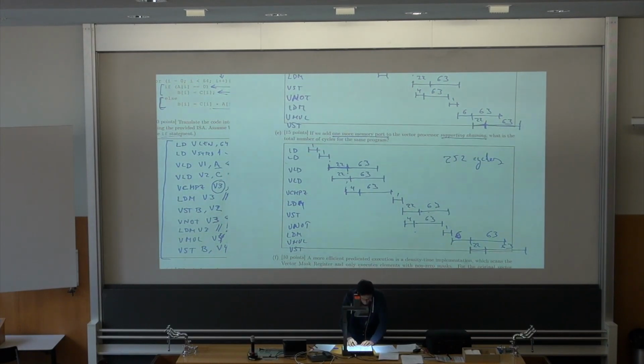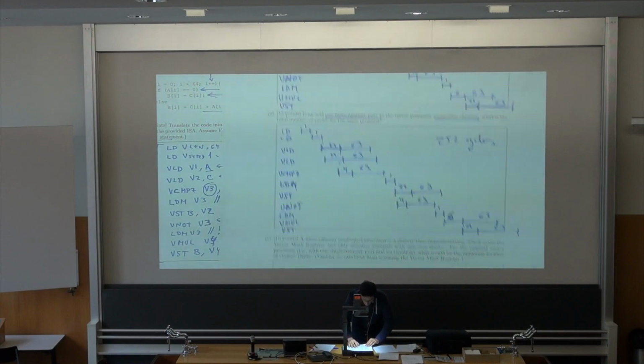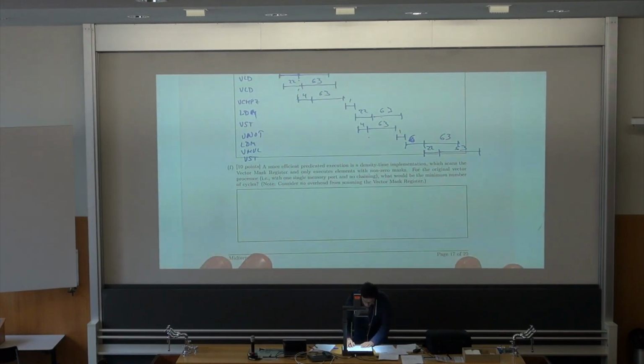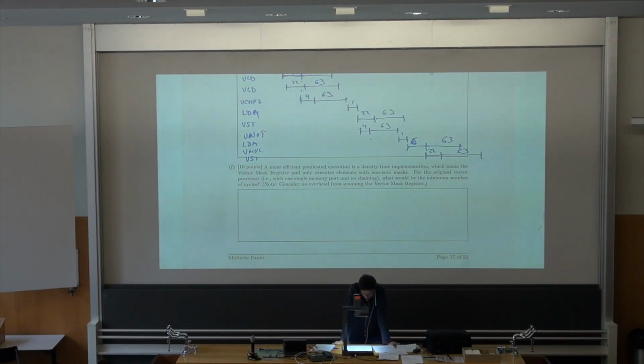Okay, and now let's go to the last part. In the last part, we have a more efficient way of implementing predicated execution. Observe that in the original vector processor, the only thing that we check is the value of the mask only when we are going to commit the result. So let's say on the write back stage, we check the value of the mask, and if it's 0, we won't commit the result. If it's 1, we will.